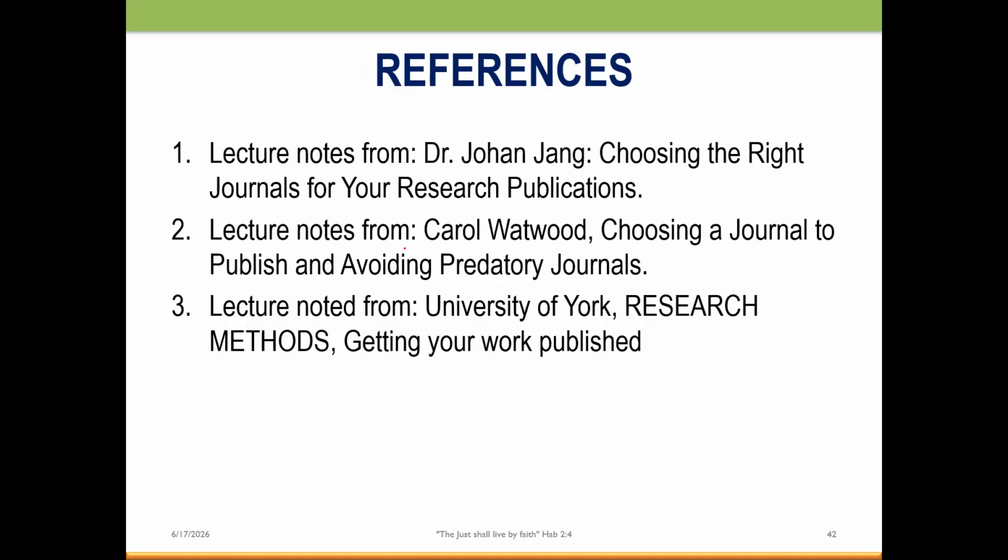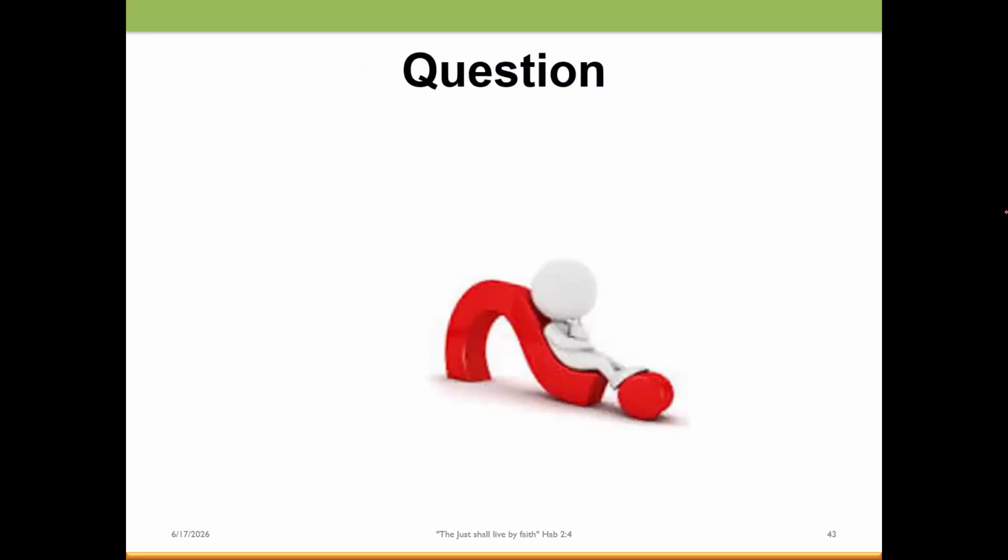So all these resources have been generous works from these people about choosing the right journals. Johan Jang, lecture notes from Carol Watwood about choosing a journal to publish and avoiding predatory journals, and then lecture notes from the University of York about research methods and getting your work published. And that marks the end of our session today.